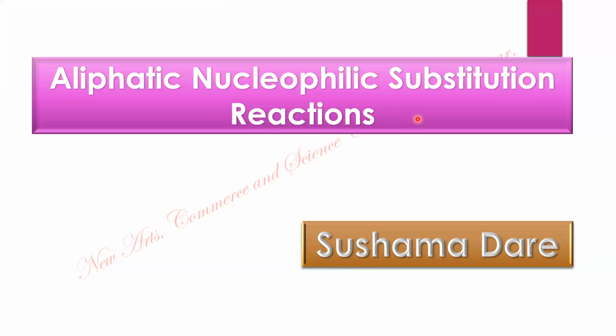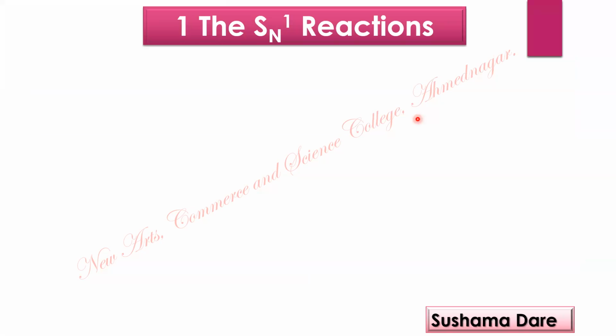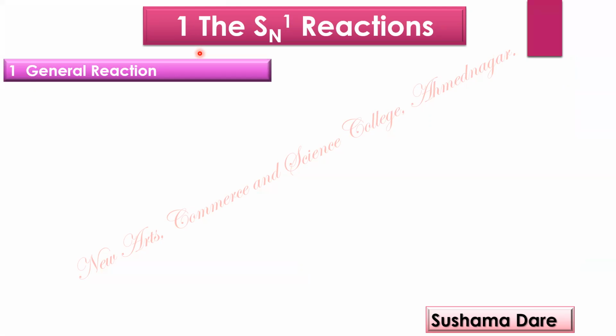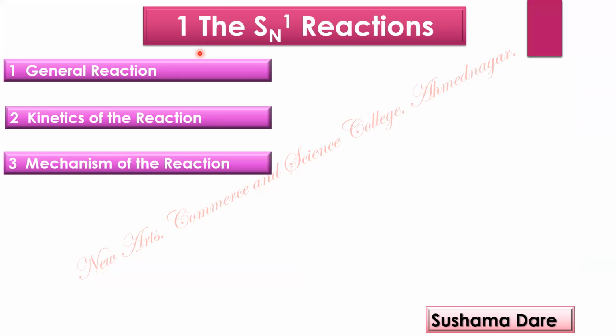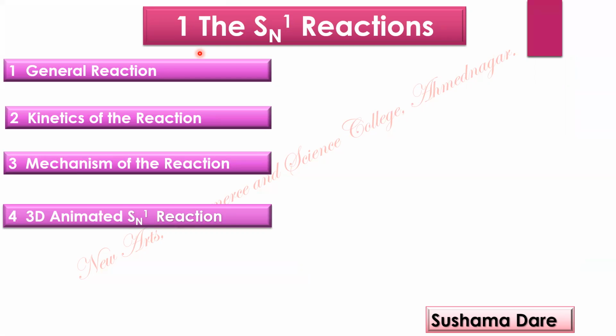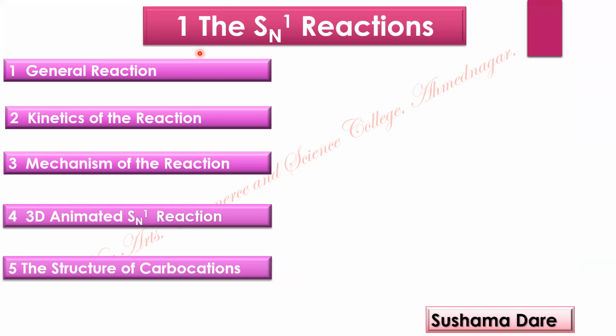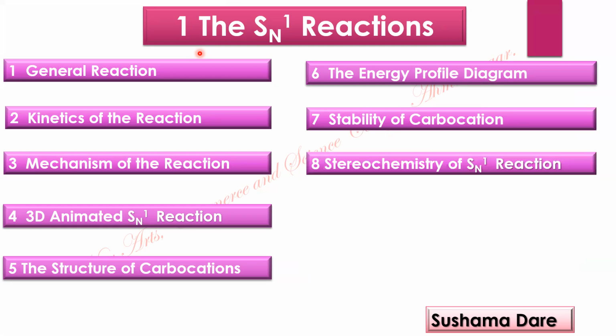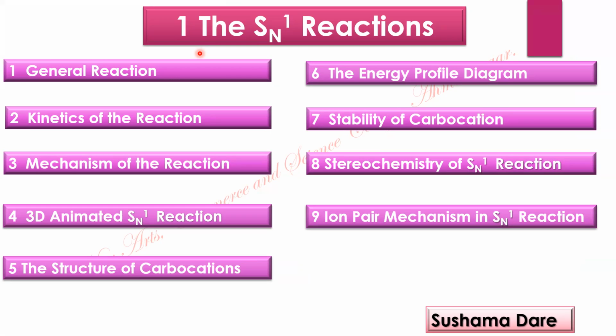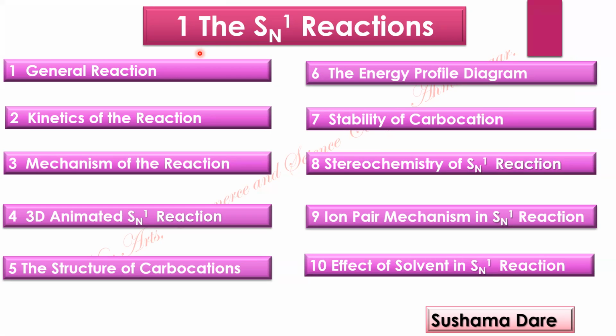In this video, I am going to share some part of SN1 reactions. So here, in SN1 reactions, we have to cover, first of all, the general reaction, then the kinetics of this reaction, mechanism of this reaction, the 3D animated SN1 reaction, the structure of carbocation, the energy profile diagram, stability of carbocation, stereochemistry of SN1 reaction, ion pair mechanism in SN1 reaction, and effect of solvent in SN1 reactions. So these 10 points we have to cover under the heading of SN1 reactions.